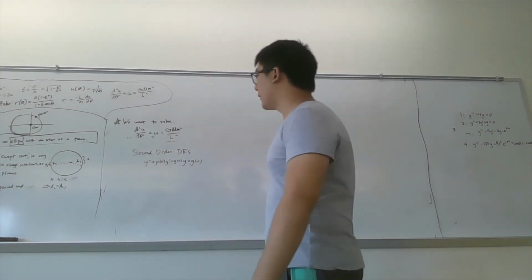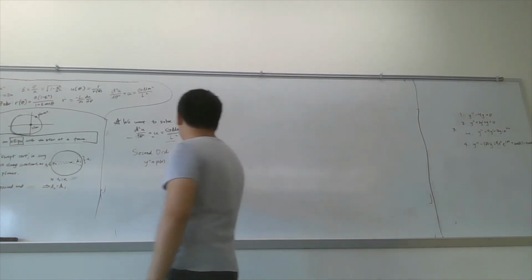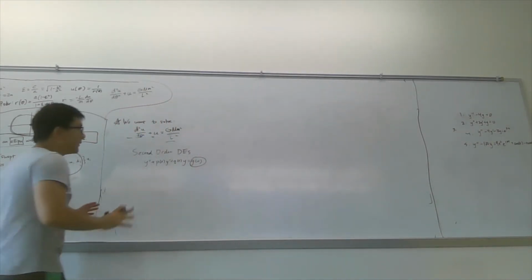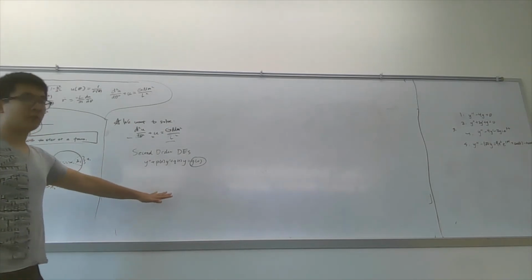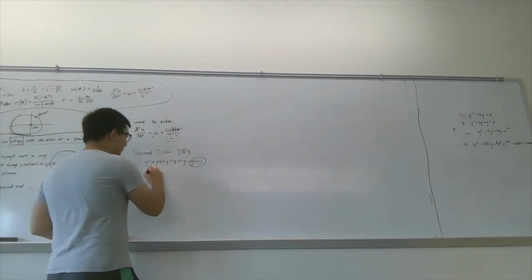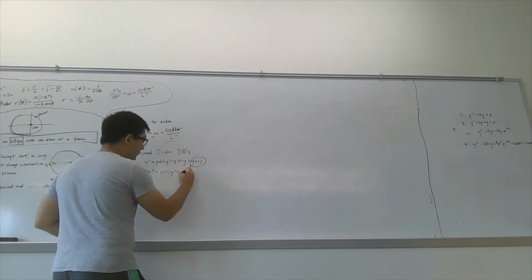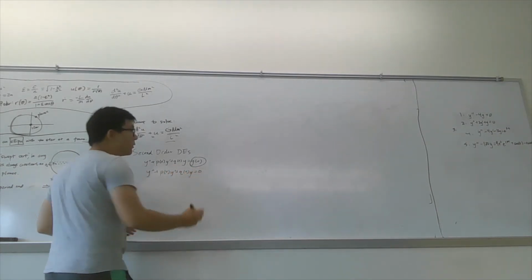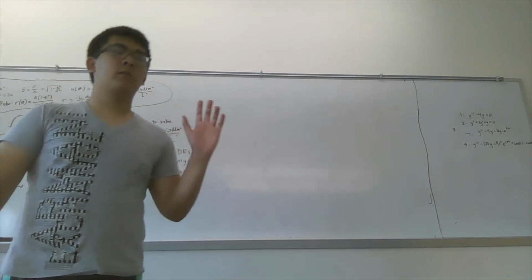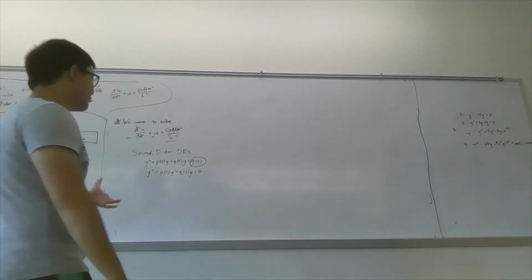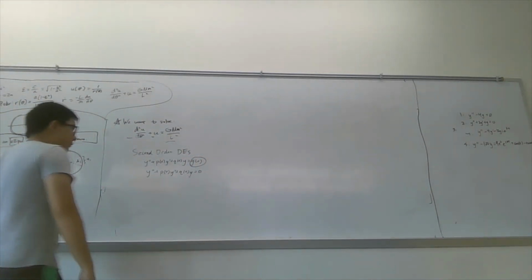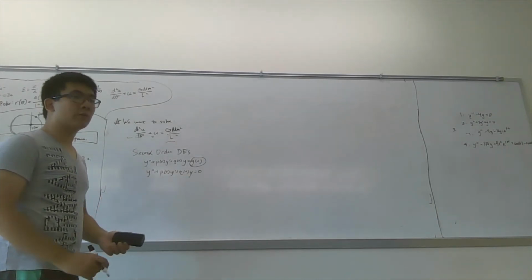And what it means by non-homogeneous is that this right-hand side is not equal to 0. If it was equal to 0, so if this was the case, then we would call this a homogeneous, a second order homogeneous equation with non-constant coefficients.